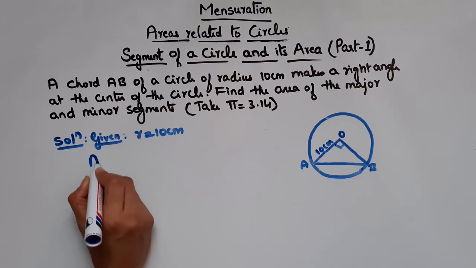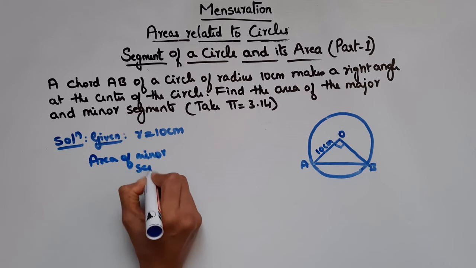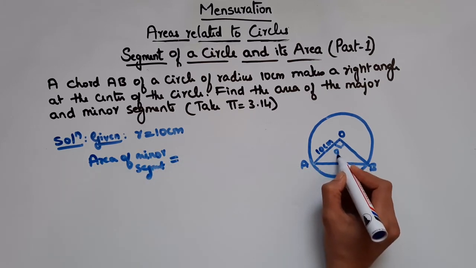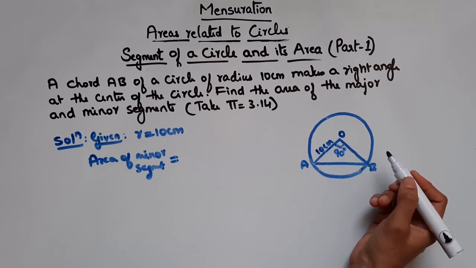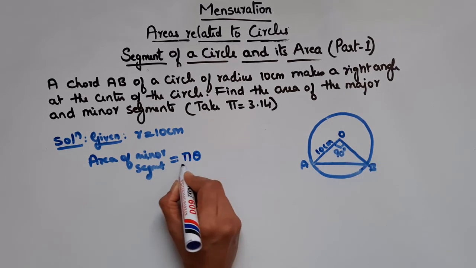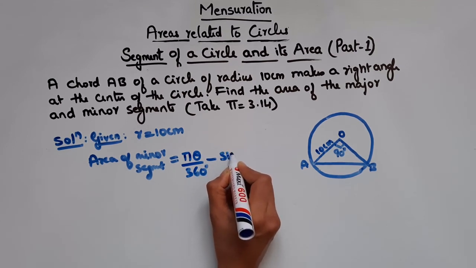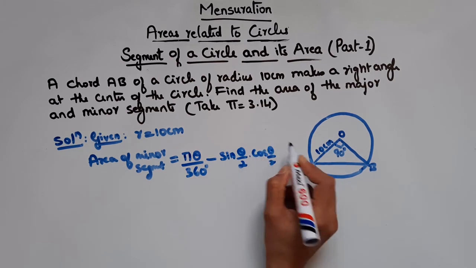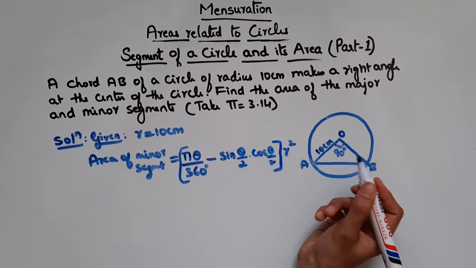Alright. So we know area of minor segment is given by, is equal to, here theta, what is theta? Here theta is 90 degree, right? As I said, you have got two formulas. So in this case you can use any of the formula, right? Pi into theta by 360 degree minus sine of theta by 2 into cos of theta by 2 whole into r square. We saw this formula.